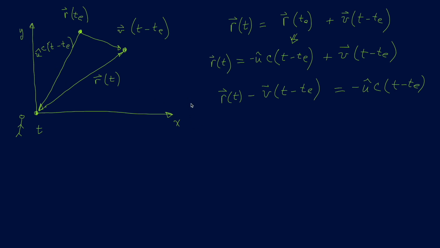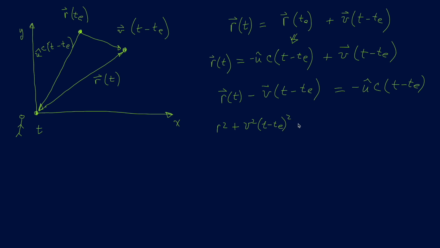Okay? So the first thing we're going to get is R squared. R dotted into itself is just R squared. Okay? Now what happens when we dot this into itself? We're going to get plus, the minus sign goes away, we get plus V squared times T minus TE squared. So again, that's the velocity squared, magnitude. This is the propagation time squared.